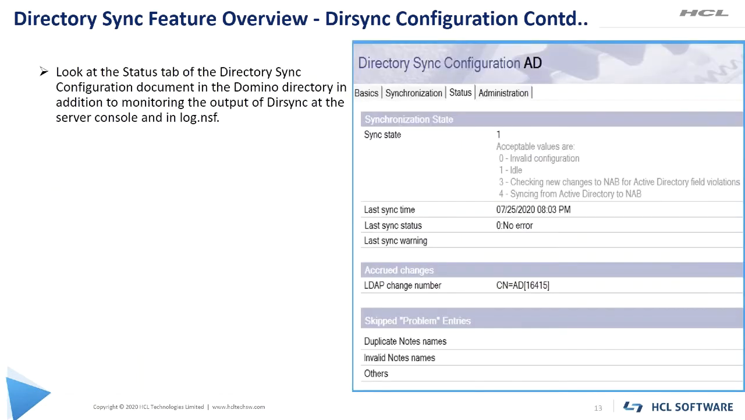Moving to next slide. Now we are in the status tab. You can monitor the directory sync status from the status tab as well as from the server console log or log.nsf. From the status tab, we can find other useful information such as last sync time, last status, and if any warning is generated during the DIRSync run.